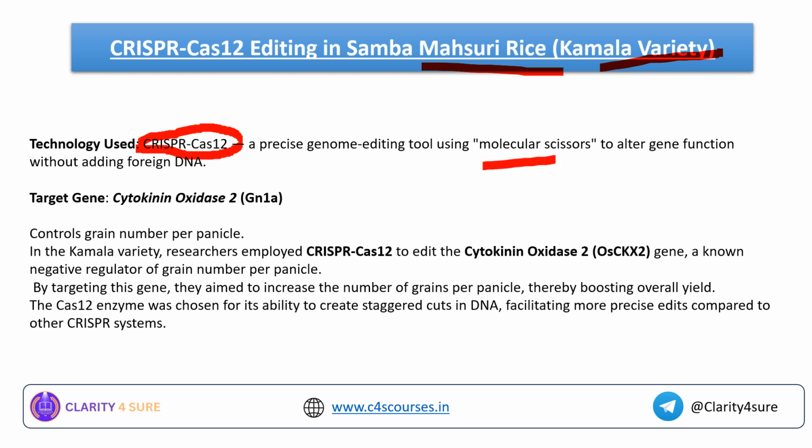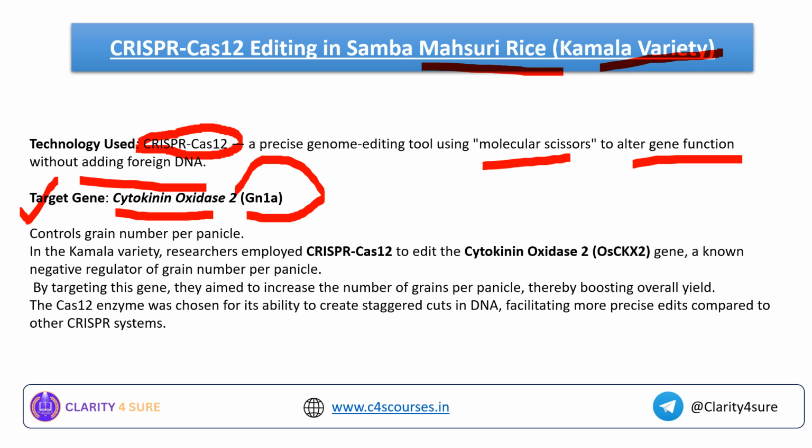which can be used as a molecular scissors to alter the gene function without adding any foreign DNA. Here, as I told you in the first slide, the target gene is cytokinin oxidase, that is GN1A. This cytokinin oxidase is one thing that actually controls the number of grains per panicle, and this cytokinin oxidase was one important enzyme in that particular DNA, which actually played a negative role. That means it reduced the number of grains per panicle.